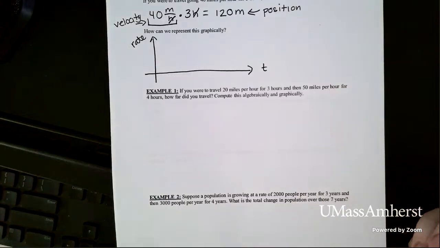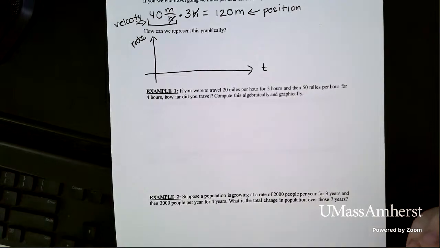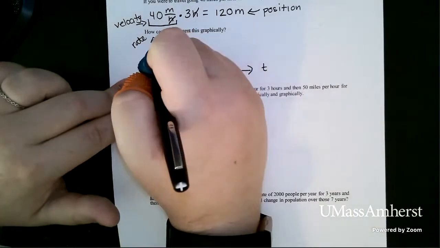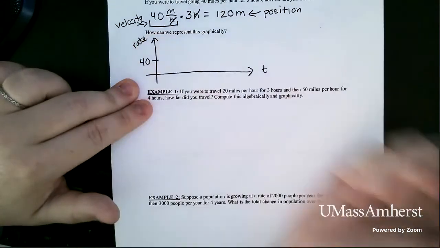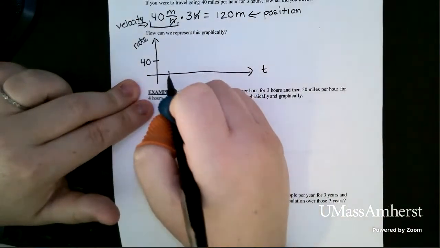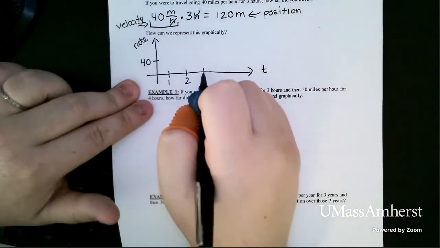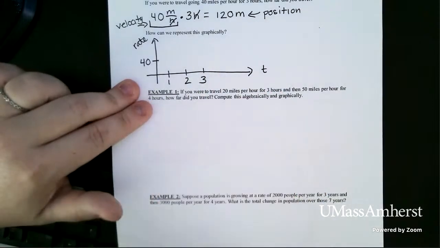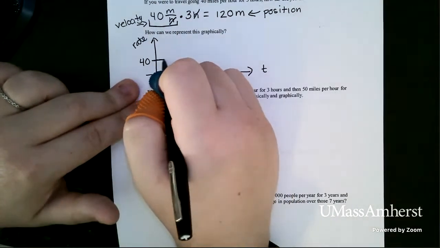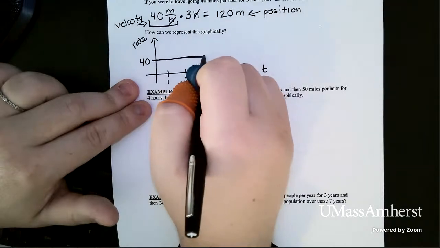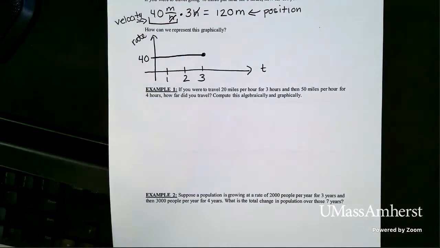Well, 40 is a constant, right? We want this constant rate. And when you draw a constant, that's just a horizontal line. And so our time, we have 1, 2. So from time equals 0 to time equals 3, that's 3 hours. So we have this constant rate for 3 hours, okay?